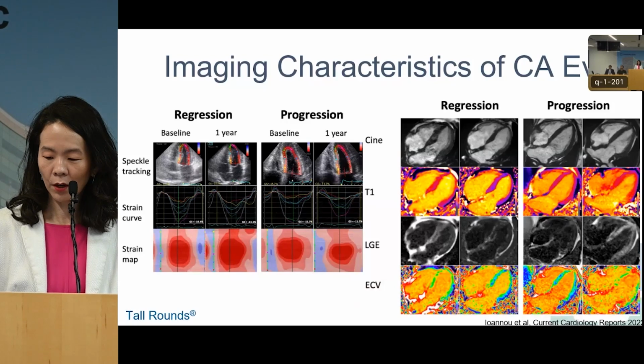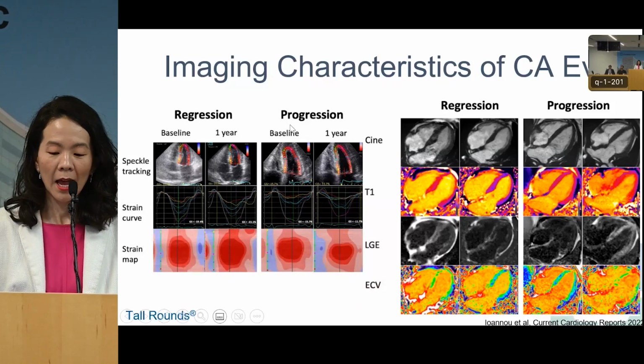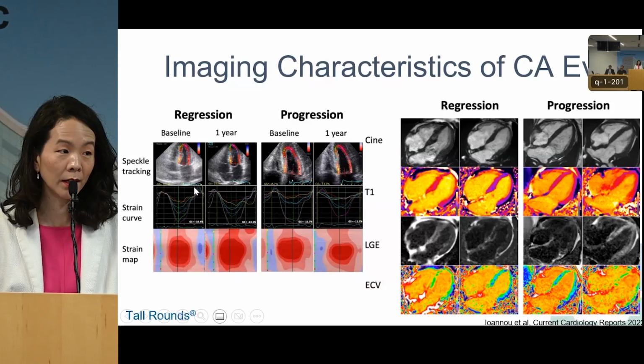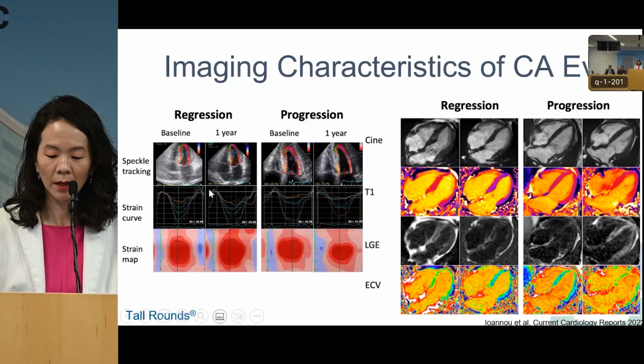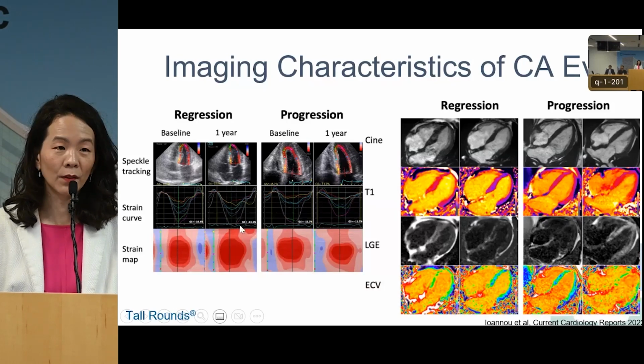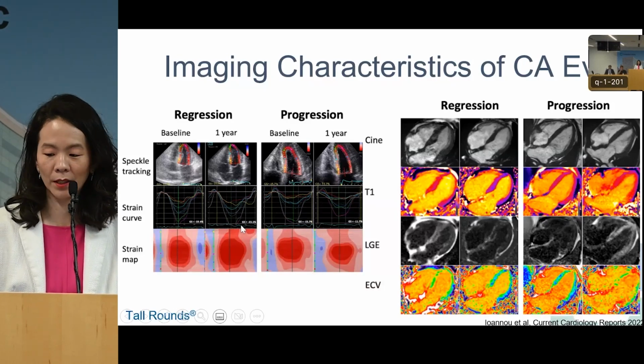In terms of imaging characteristics, this is a study that demonstrated regression versus progression. And as Maz had highlighted, with echo, it's very hard to see small changes with treatment. Probably the best imaging feature on echo is strain. So the strain can potentially show that it's improving with regression versus not changing or getting worse. But again, it's very difficult to tell from patient to patient.